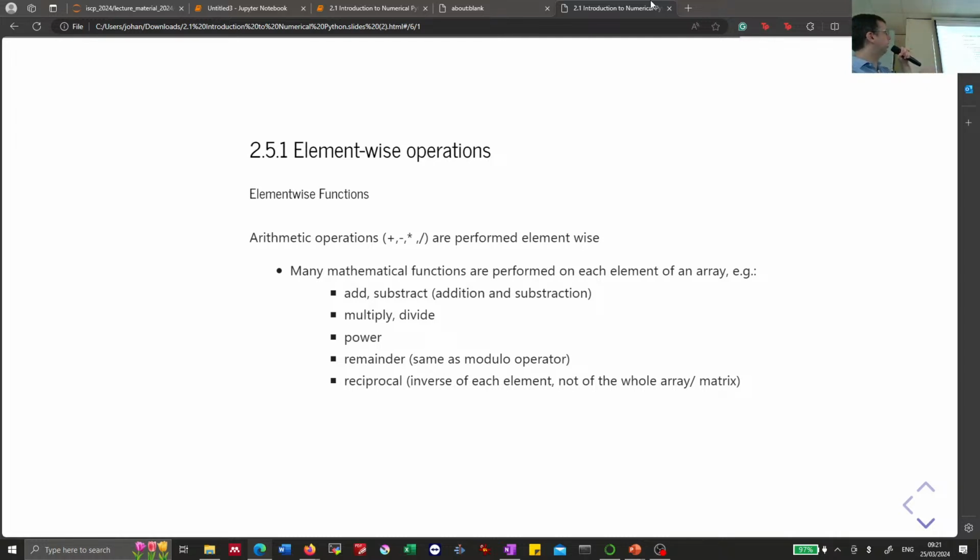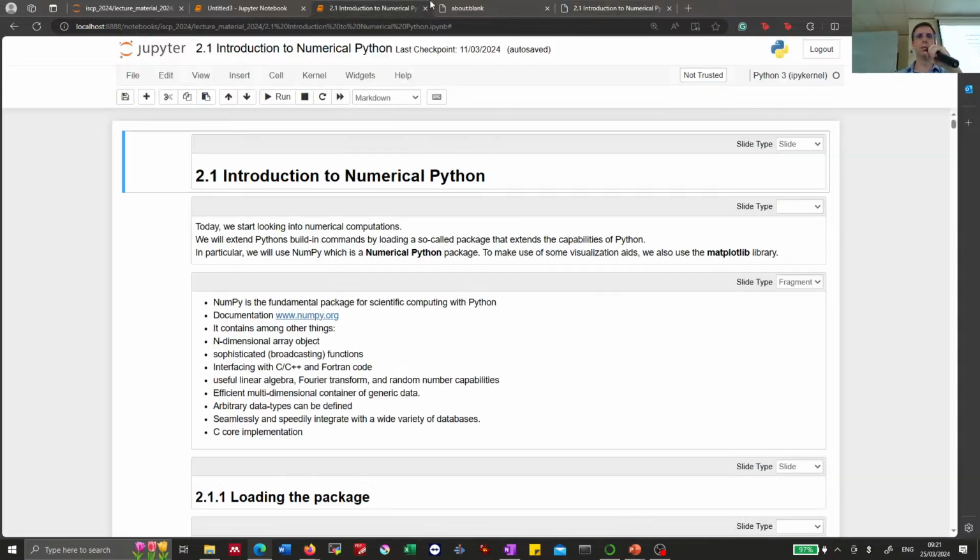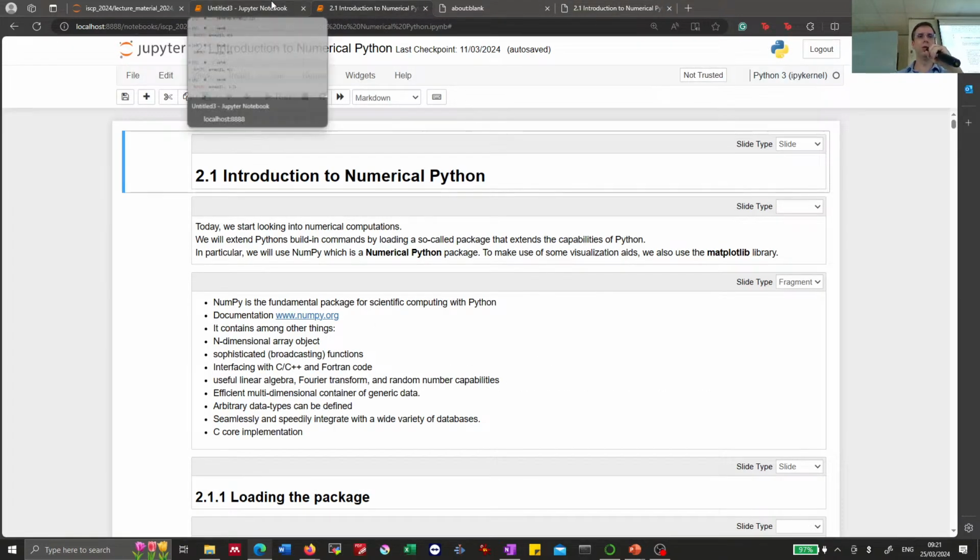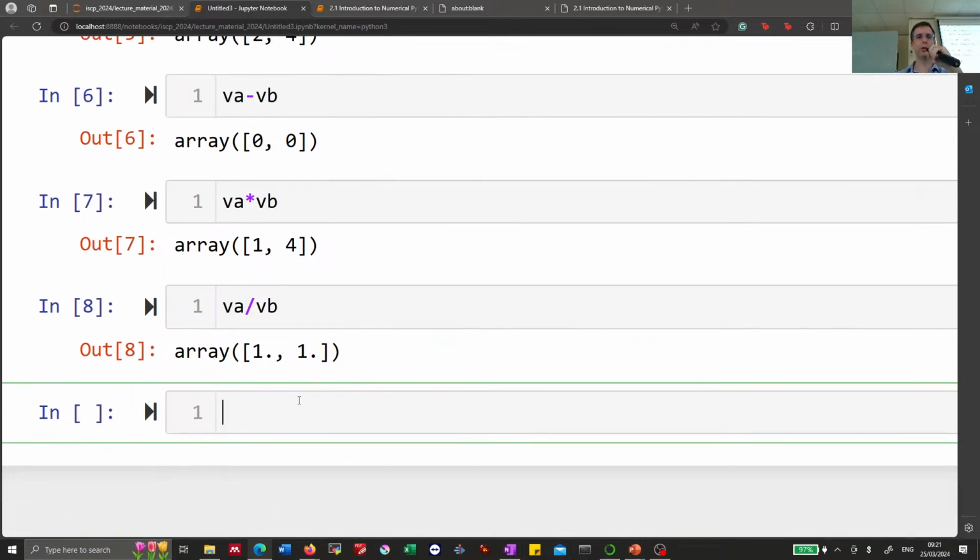We have to look into the element-wise operations: plus, minus, multiply, divide. This is what we actually did already, right? Very easy. And then add, subtract, multiply, divide, power. Yes, we can do this. Remainder we can do. Reciprocal value, but with reciprocal value, we must be very, very careful. What's the reciprocal value of a vector, of a matrix? We call it normally the inverse. Okay. And for inverse, there are special rules again. So let me just see.